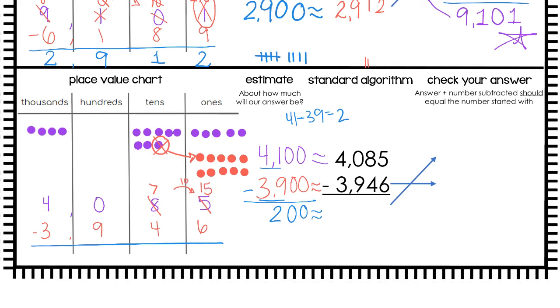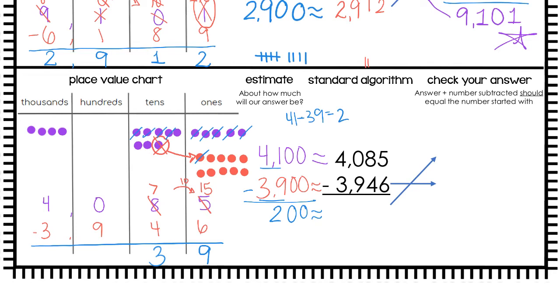15 minus 6 is, let's cross them out, 1, 2, 3, 4, 5, 6. I have 5, 6, 7, 8, 9 left. 15 minus 6 is 9. Now in the tens place, I have 5, 6, 7, and we're taking away 4. 1, 2, 3, 4. Well, I have 1, 2, 3 left. So 7 minus 4 is 3.